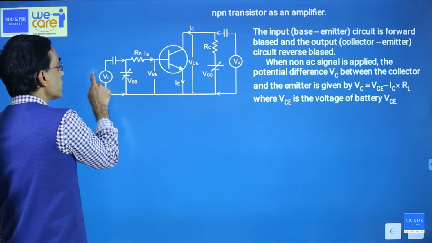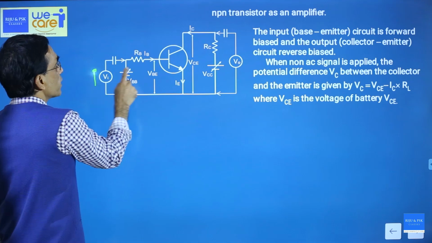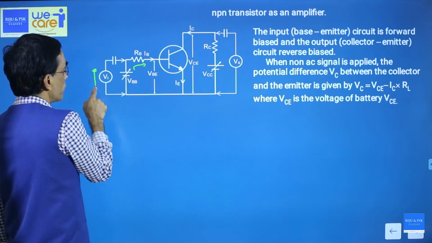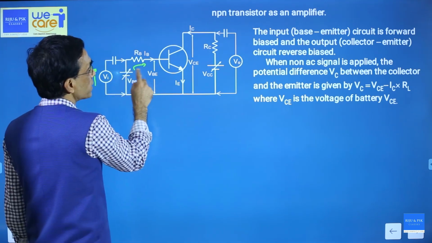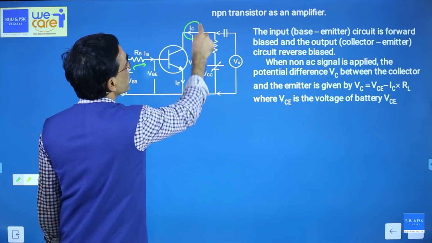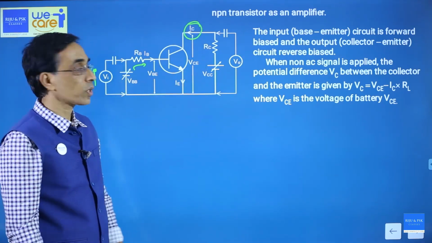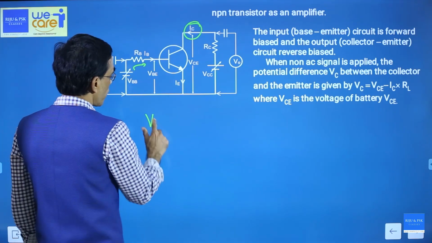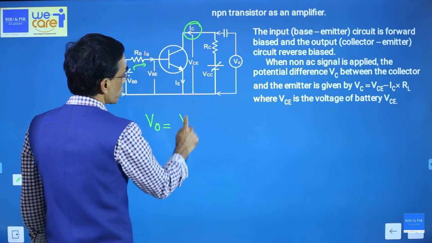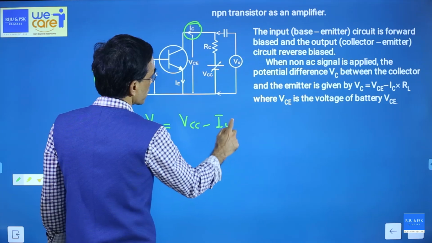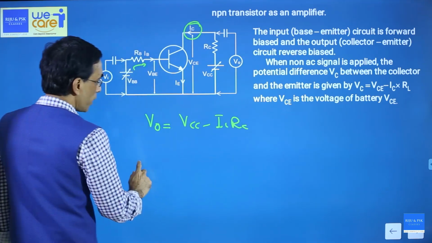Any variation in the input, if the input voltage increases, the base current will increase. When base current increases, there will be a large change in the collector current and that will change the output voltage. What is that equation? Equation for output is V output equals VCC minus IC RC. So what will happen?